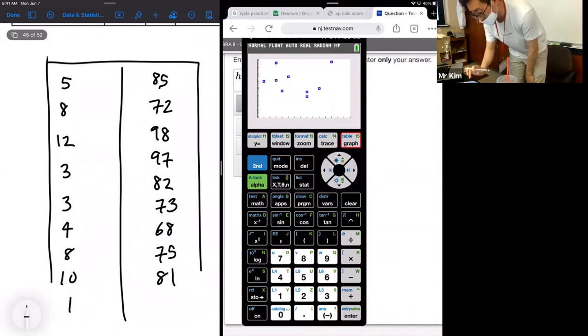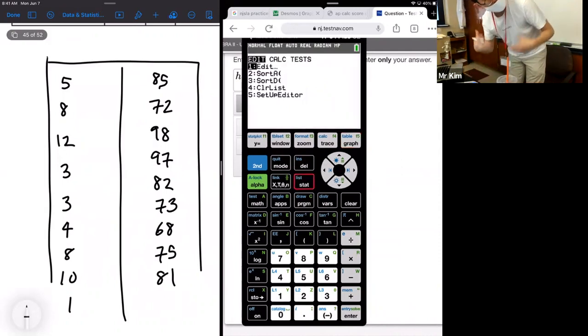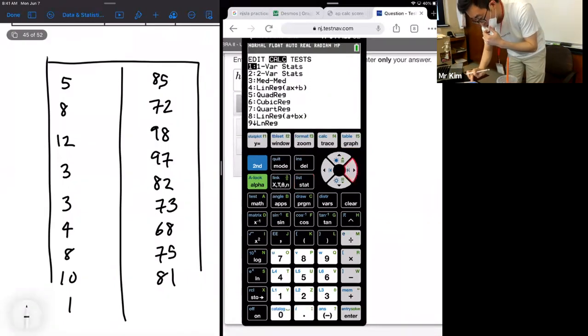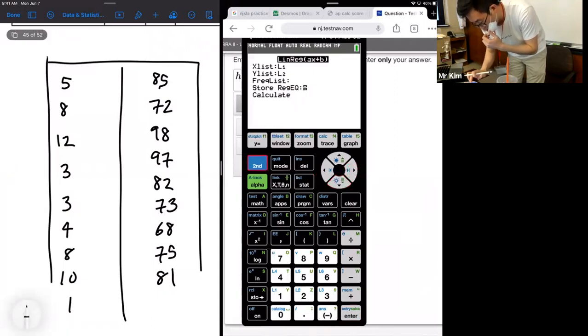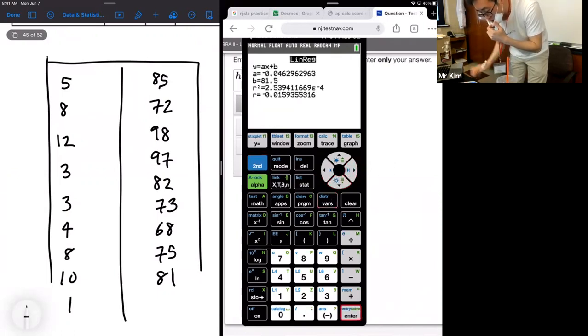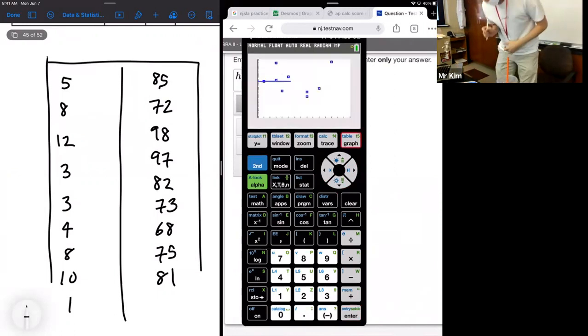But we still want to see what the best line of fit would be, and we can't really measure that accurately quantitatively other than going to Stat, Calc, Linear Regression. We're going to store the regression equation into Variables, Y Variables, Function, Y1, and then press Calculate. Look at the R value. That is really close to 0. And my equation, that's what I get. That's the best line of fit that goes through the middle of those data points.